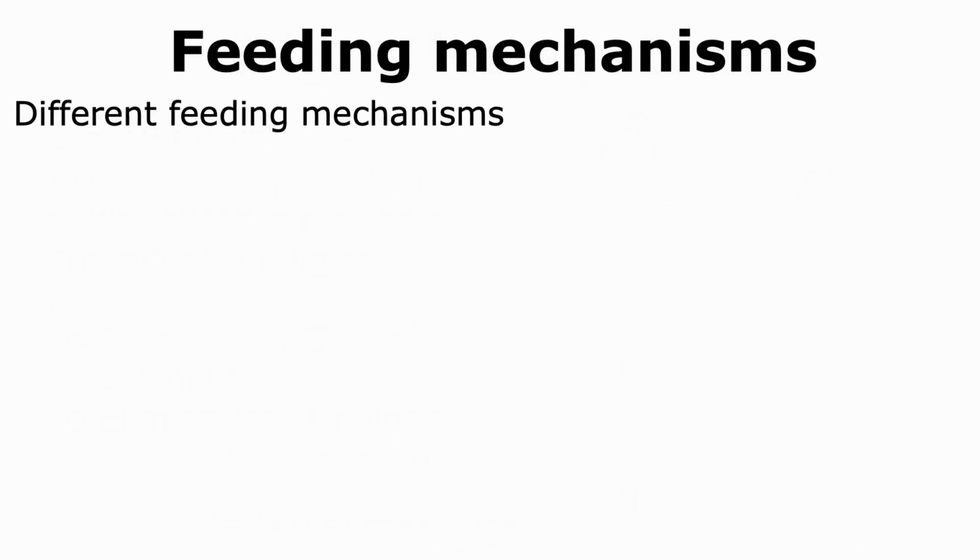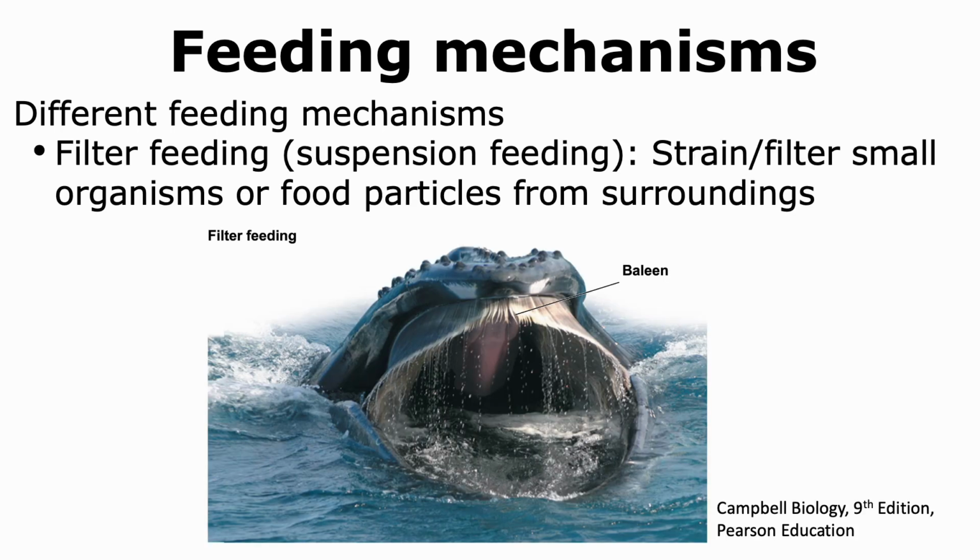Animals have evolved different feeding mechanisms to ingest food. The first one we're going to look at is filter feeding or suspension feeding. In this scenario, the animal is able to strain or filter small organisms or food particles from their surroundings. This is normally seen in aquatic or marine animals, where they will take in large amounts of water and then filter out food particles or small organisms from that water.